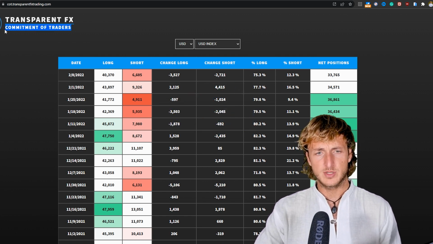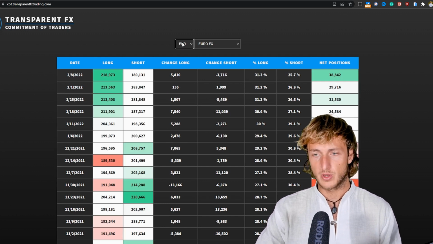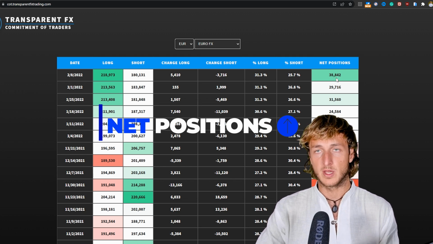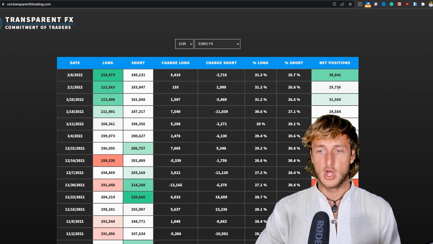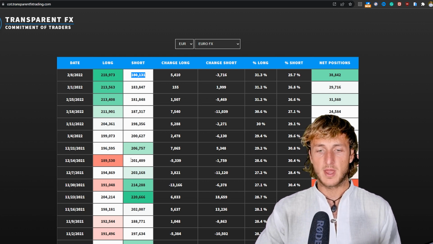Now, if we go and see what we have when it comes to the COT data, and we check the data for the euro, what we can see here is that net positions lately have been growing. We went from having minus 23.2k net positions all the way up to having plus 38.8k net positions with 218.9k longs and 180k shorts. So we went from having more shorts than longs from an institutional perspective to now having more longs than shorts. So the euro is pretty bullish.